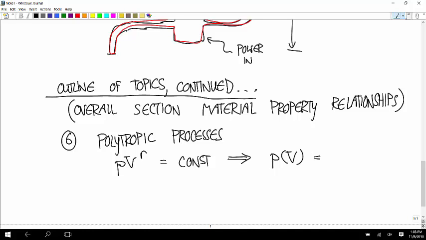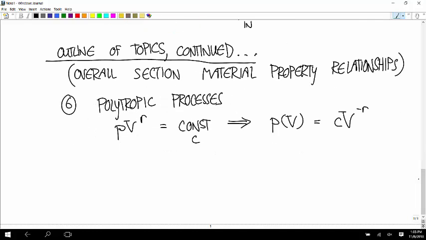In this case, I'm going to call this constant C. And so pressure as a function of volume is equal to C times the volume to the negative R. And then we'd use that to calculate the work as the integral from state 1 to state 2 of CV to the negative R dV. Can't think of any cases where we've used this and not used it to calculate the work.